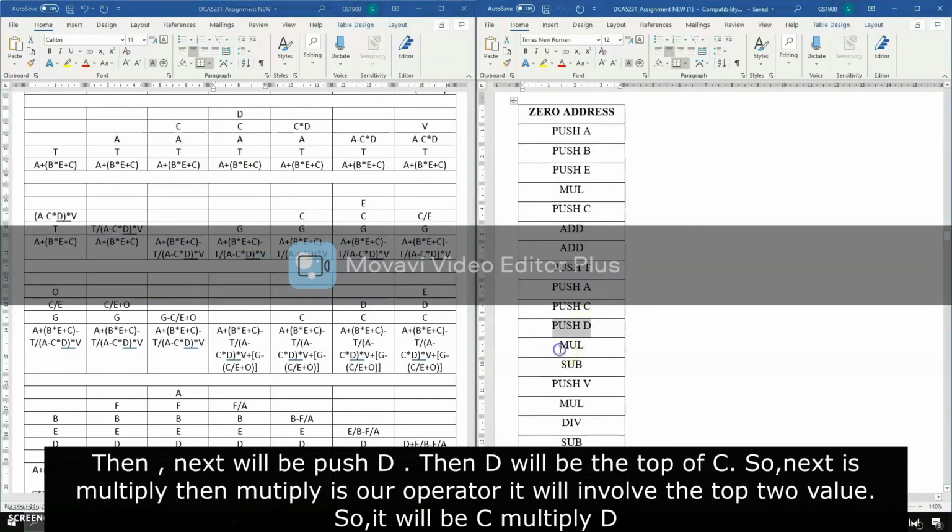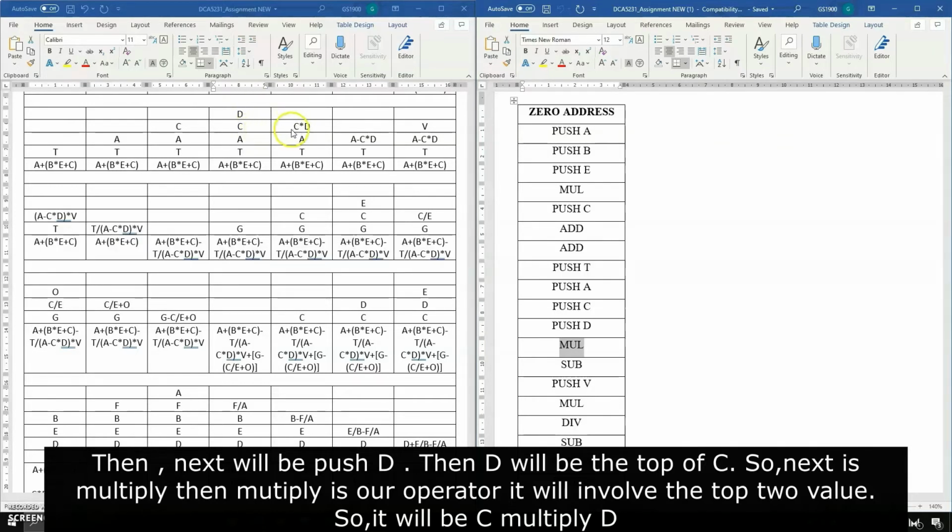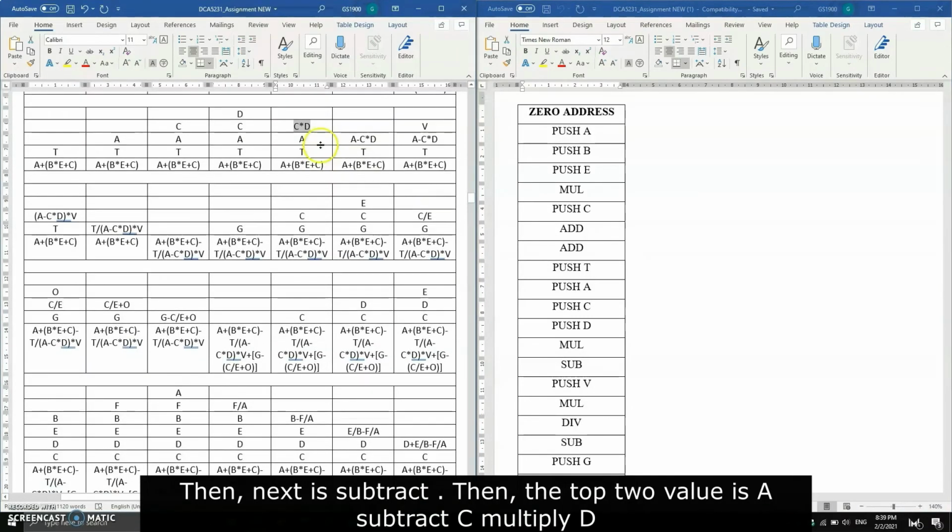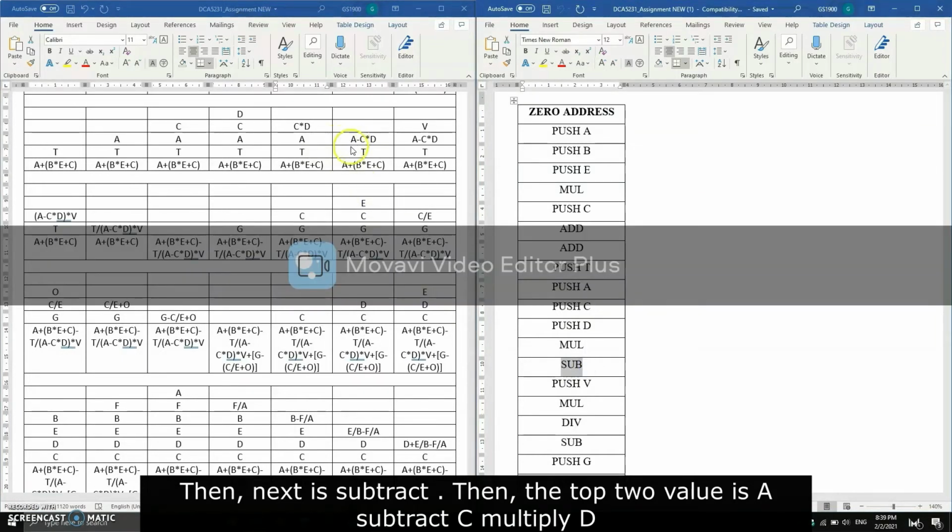So next is multiply. Multiply is our operator, so it will involve the top two values. So it will be C multiply D. Then next is subtract. Then the top two values are A subtract C multiply D.